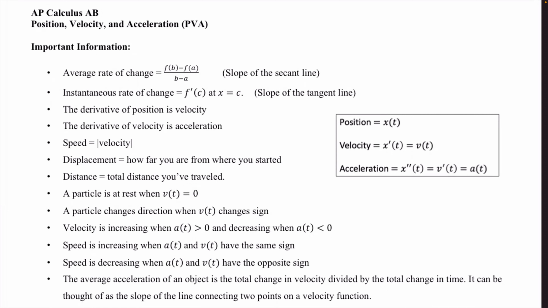Sometimes they'll call position x of t, sometimes they call it s of t, they never call it p of t. I don't know why they don't use p. It must be something different. For velocity, they'll call it position's first derivative, or they'll call it v of t for velocity, okay? And then velocity's first derivative is acceleration, also a rate, but acceleration is a rate of a rate.